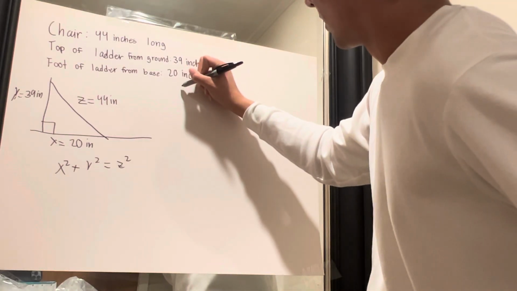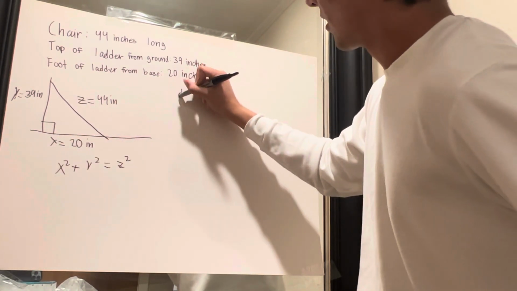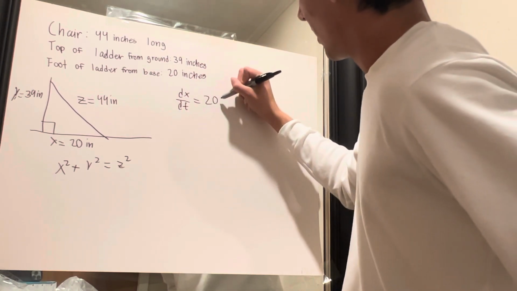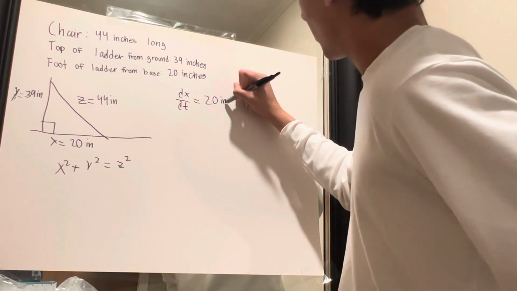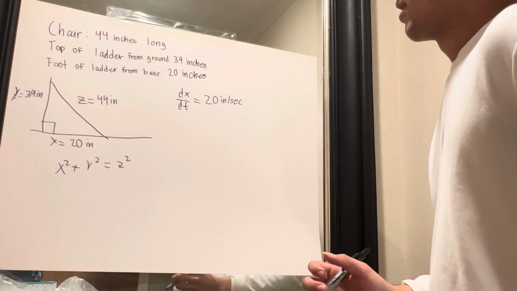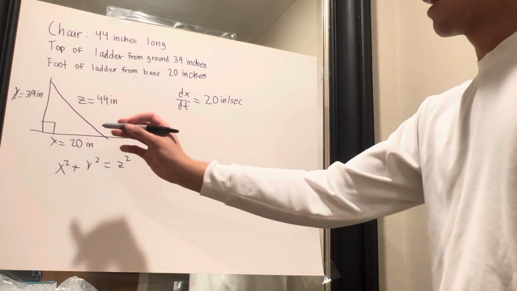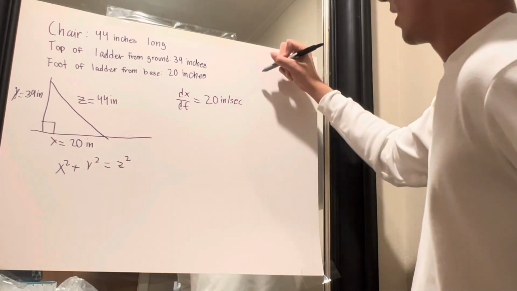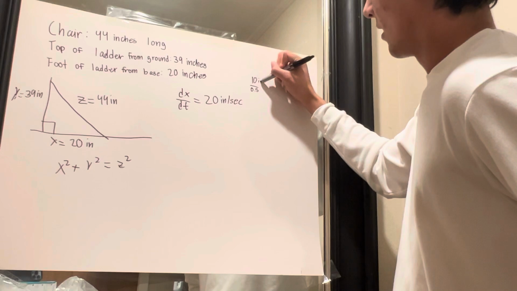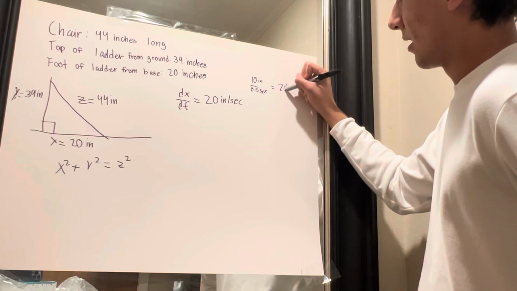We know that the rate of x, the rate at which it's moving, is dx over dt, and that's equal to 20 inches per second. Okay, and basically how we got that is that in the video we saw that it moved 10 inches in 0.5 seconds. So we can just do 10 over 0.5, that's inches over seconds for the bottom, and that equals what we have right here, 20 inches per second.